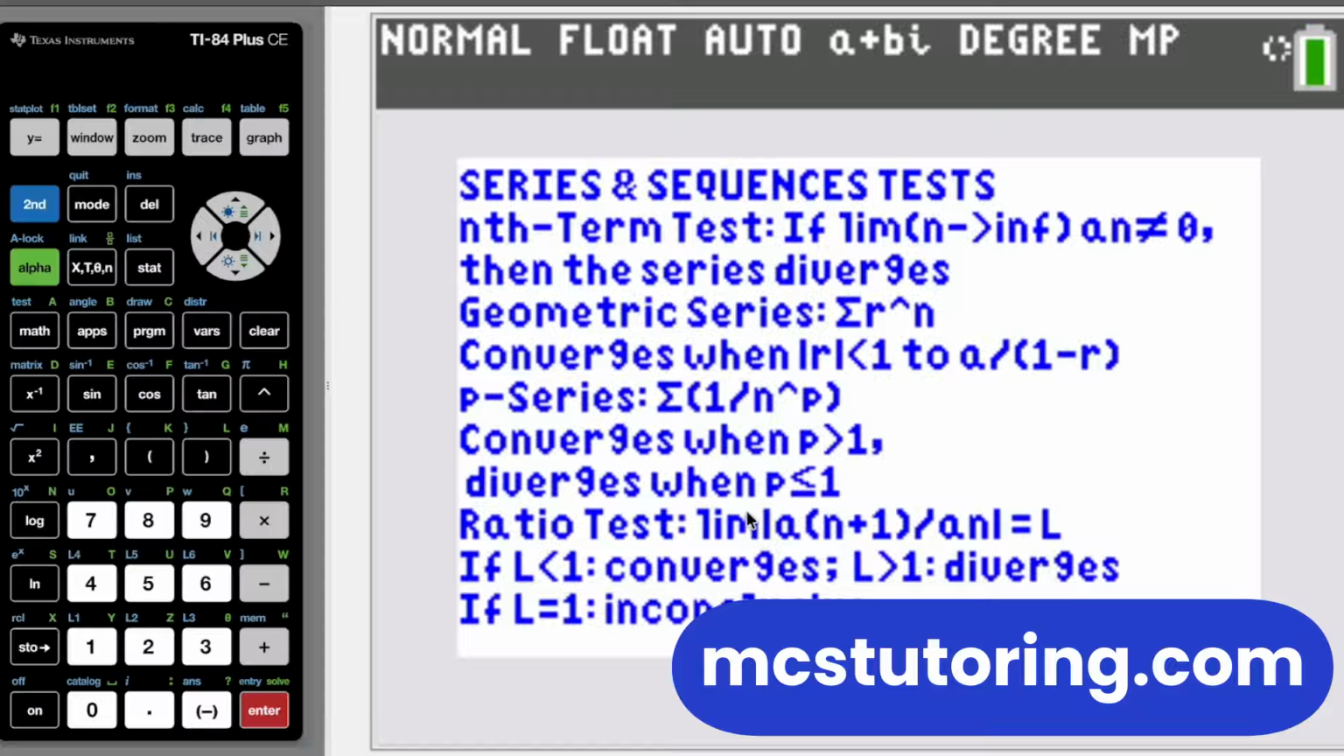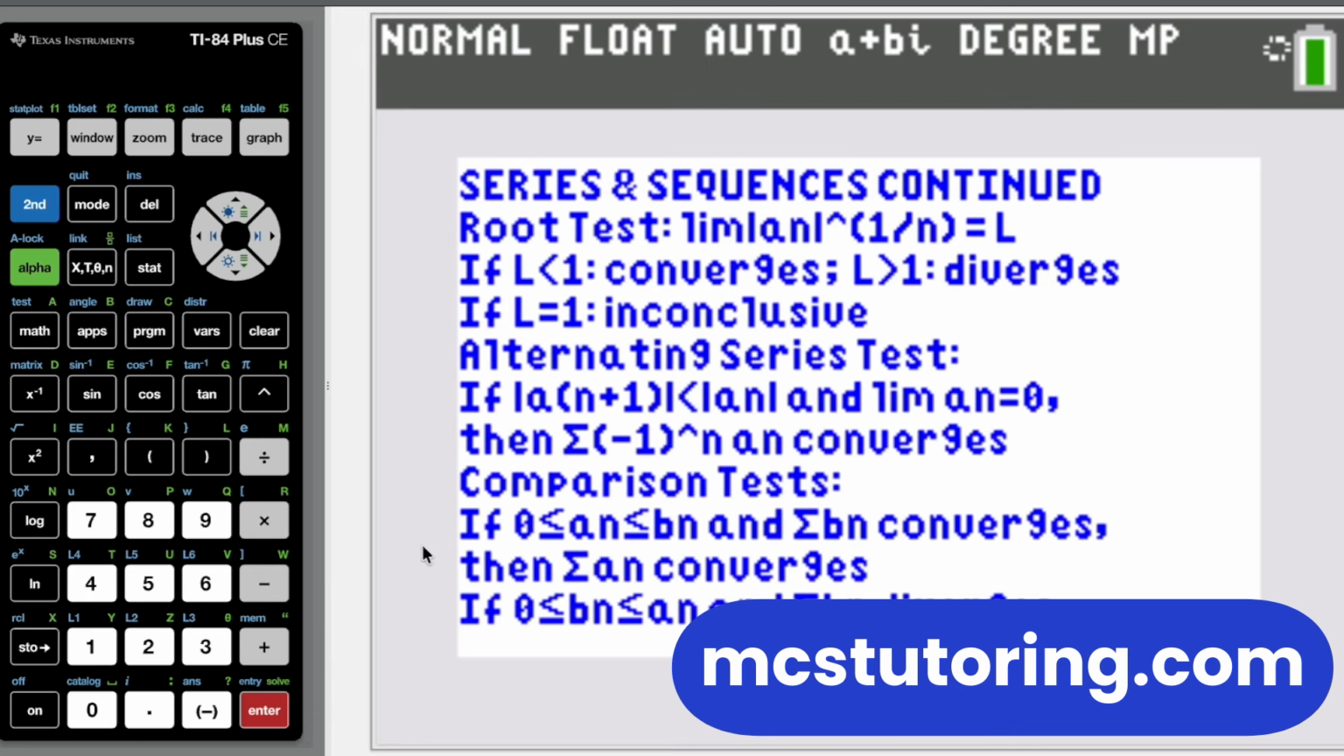Ratio test: the limit of the absolute value of a_(n+1) over a_n equals L. If L is less than 1, it converges. If L is greater than 1, it diverges. If L equals 1, it's inconclusive. Continued. Root test: the limit of the absolute value of a_n raised to the 1 over n equals L. Again, we've got converges, diverges, inconclusive.